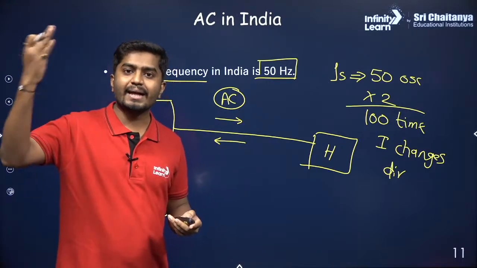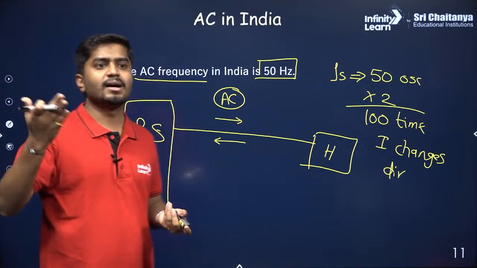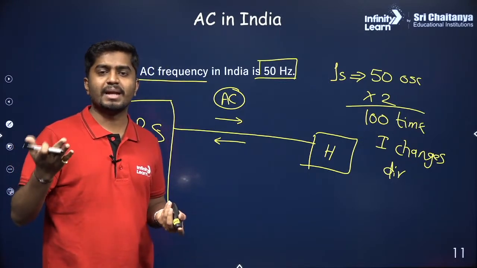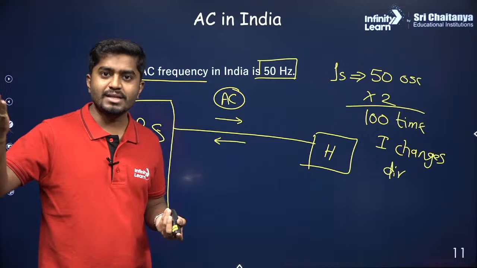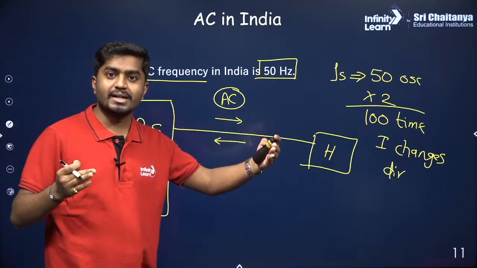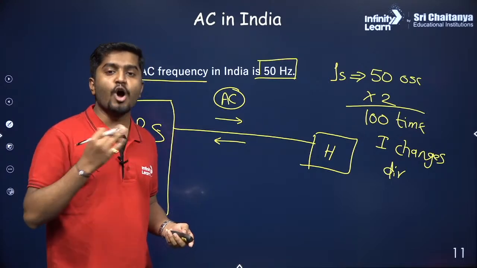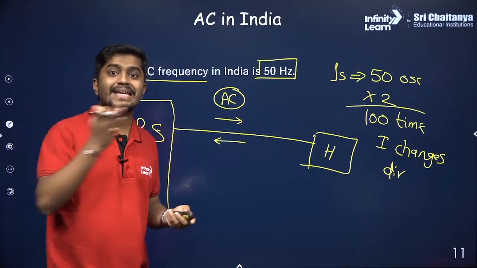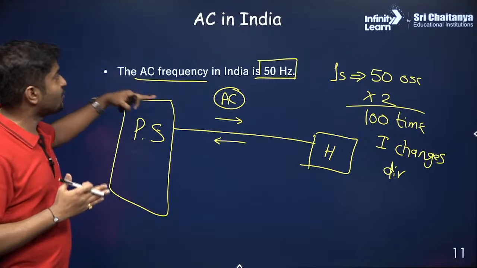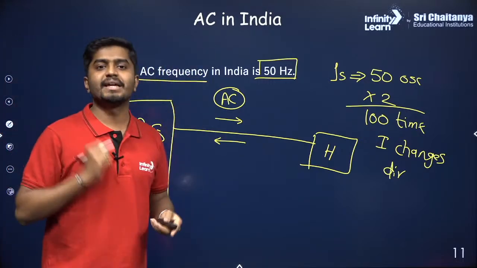In the cities nowadays, it is not visible, but there are high tension towers. So they do not have a lot of current. They have very high voltage. So you can reduce the loss and you can transmit easily. So that is the advantage of using alternating current.